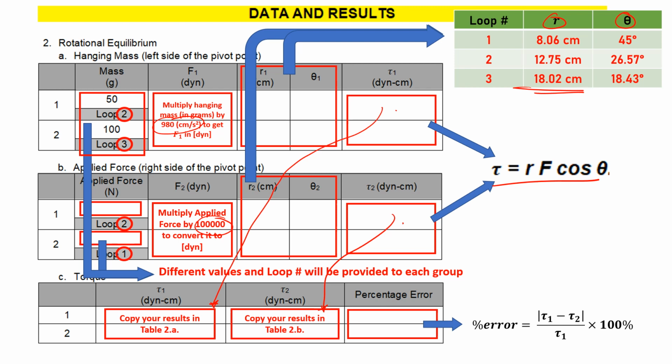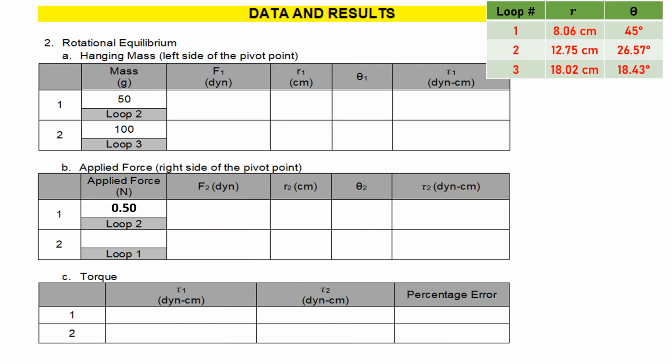Guys, please take note that in this one, the theoretical value is the table one. Torque 1 is considered as the theoretical value. That's why we are computing for the percentage error. The formula is the absolute value of torque 1 minus torque 2, divided by torque 1, which is the theoretical value, multiplied by 100. So let's try to compute this one.